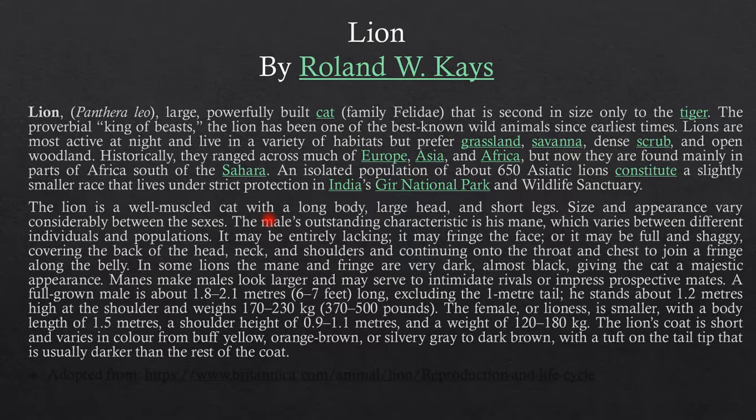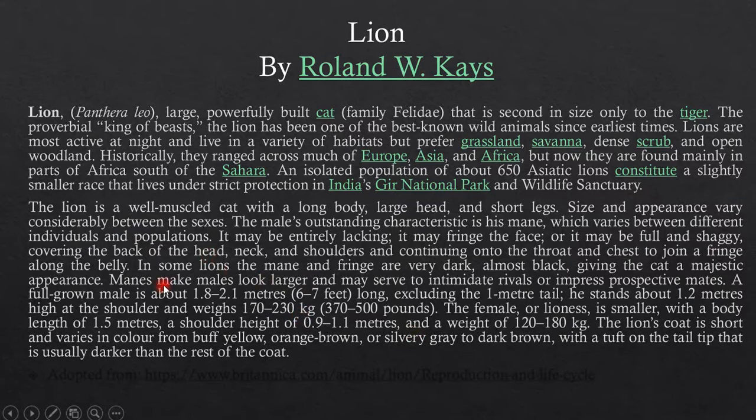For example, lion is a well-muscled cat with a long body, large head, and short legs. Size and appearance vary considerably between the sexes. So this text is trying to tell you that between the lion and lioness, yes, they are similar, but they also have a little bit of difference in the physical way.